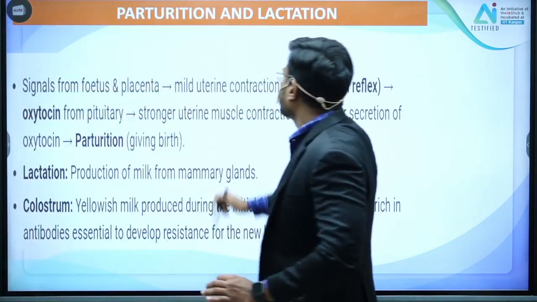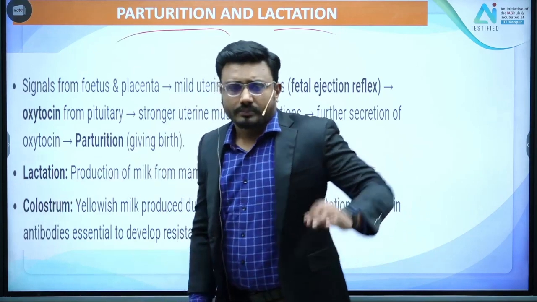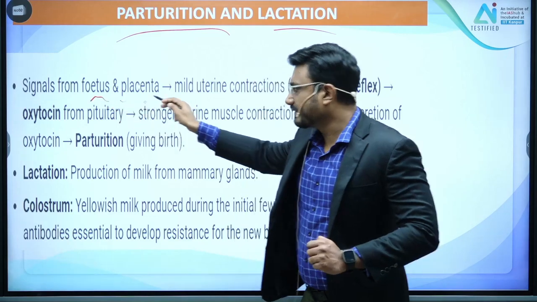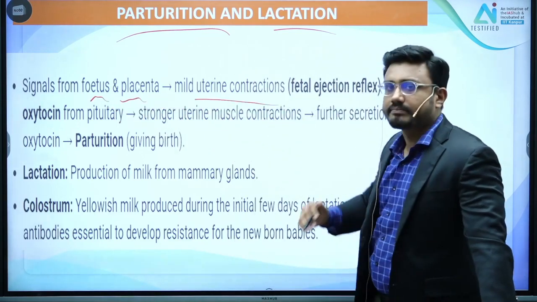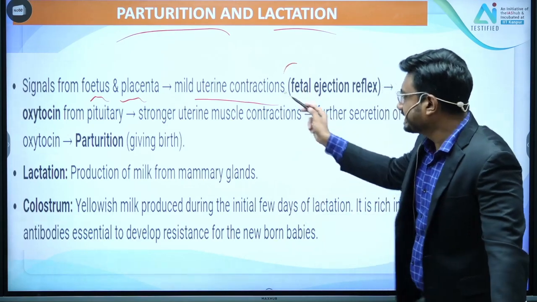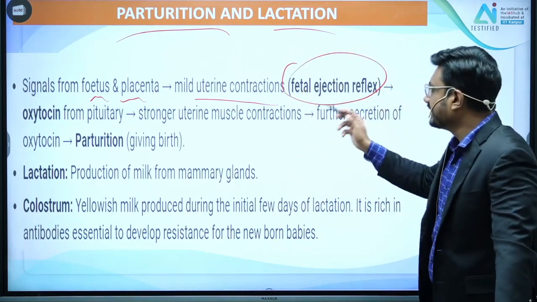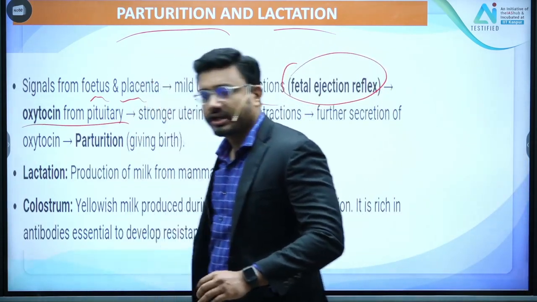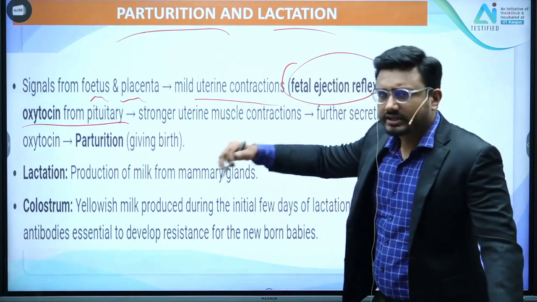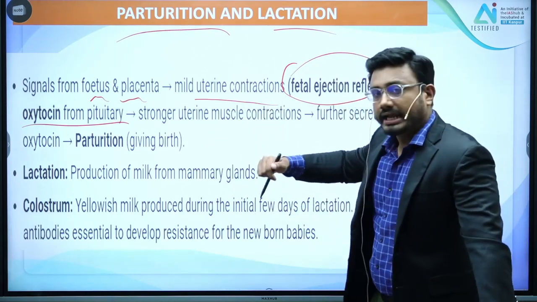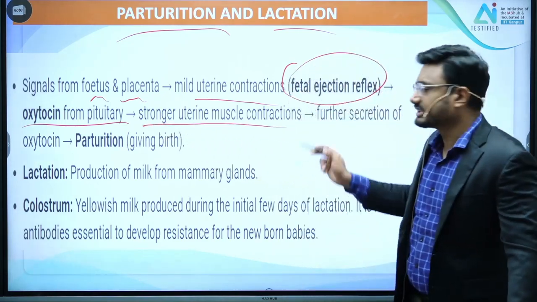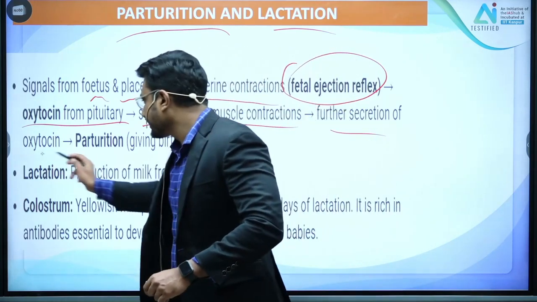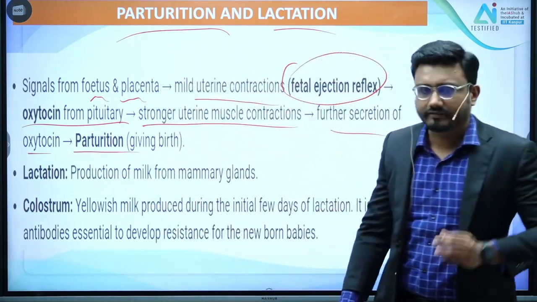Parturition and lactation. These processes are also very important. Now let's go through it. Some signals are given from the fetus and placenta, and they lead to mild uterine contractions. These contractions of the uterus are known as the fetal ejection reflex, and this causes the release of oxytocin from the pituitary gland. When the oxytocin is released from the pituitary, it leads to stronger uterine muscle contractions, which further lead to secretion of more oxytocin, and thus the parturition process happens, that is giving birth to the baby.